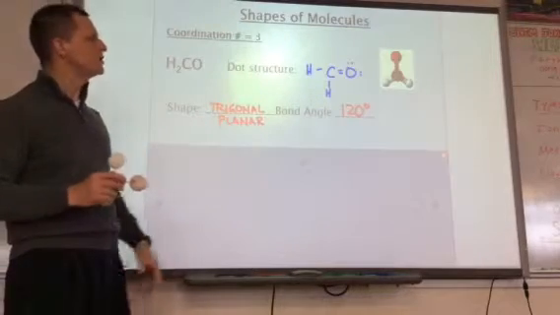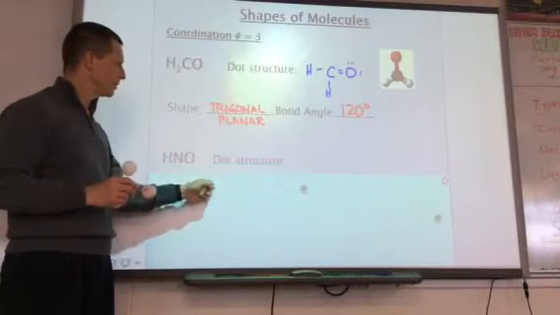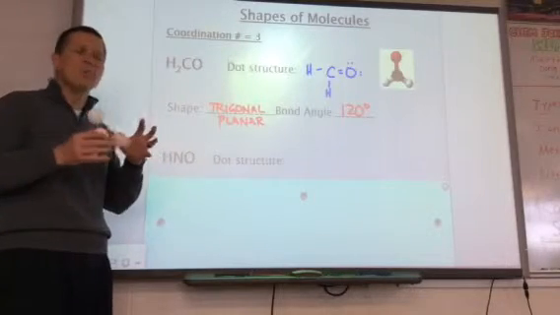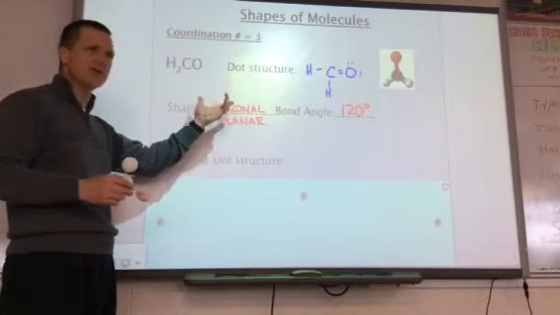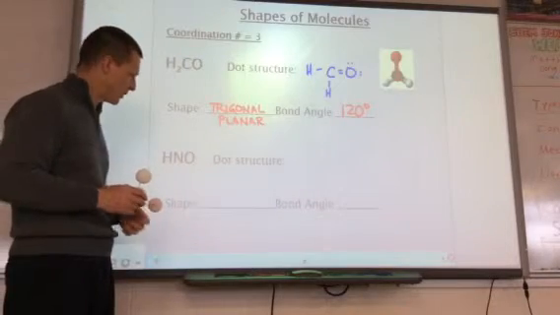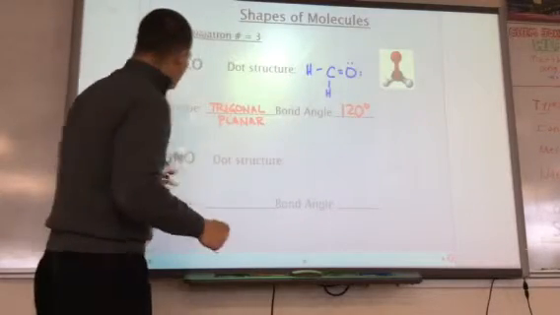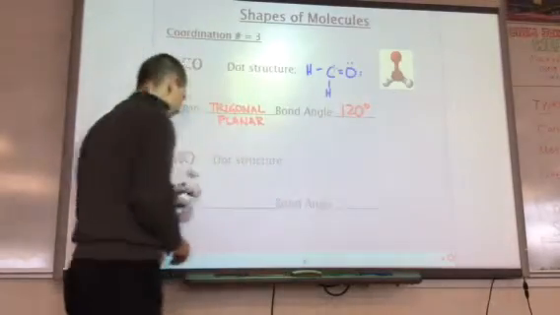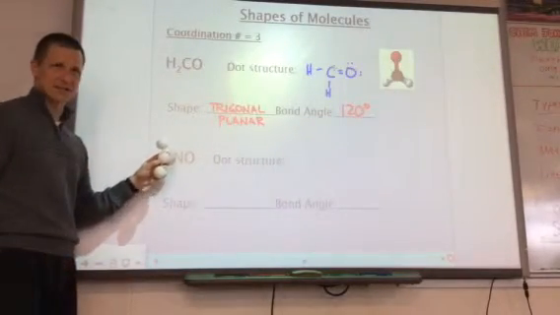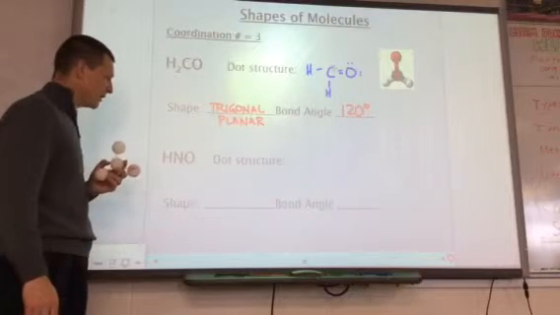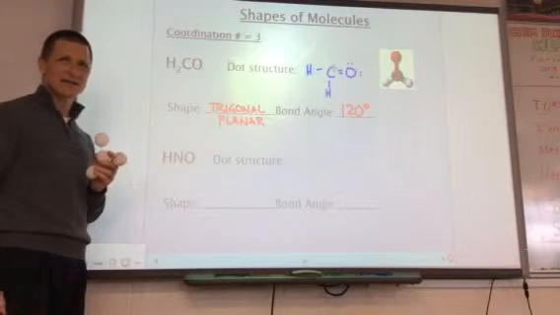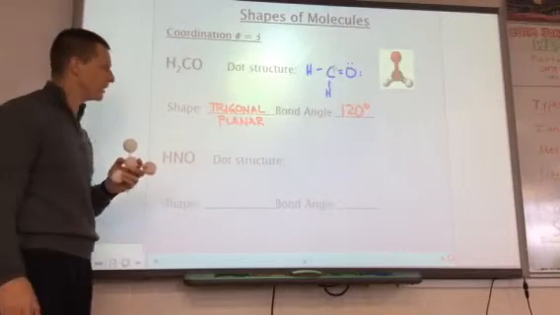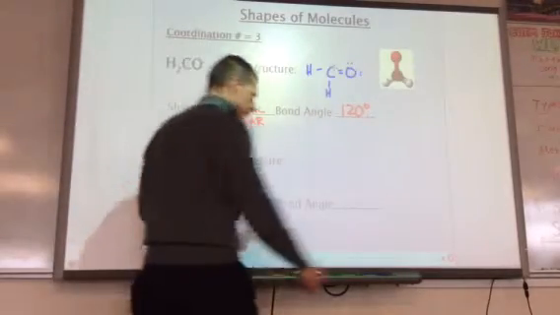We have another coordination number of three molecule. This one's going to have a lone pair on the central atom, which is going to make it a different shape than the one before. HNO has nitrogen in the middle. And by the way, I'm going to be honest with you, I don't even know if this molecule exists. I think it would be called hyponitrous acid. It works on paper, so I guess it's good enough. But it may not even be a thing.